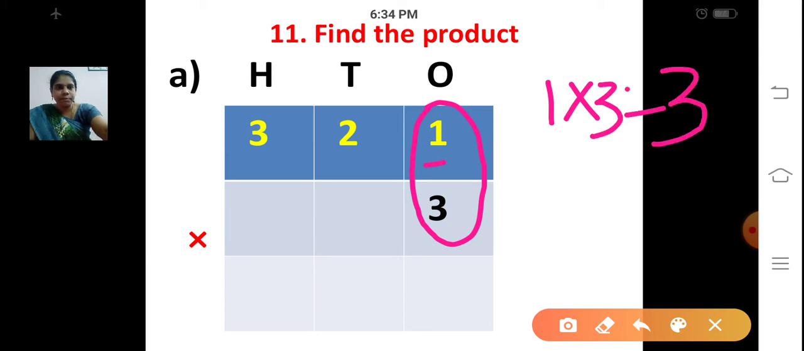Where will you write? Below the ones place. 1 threes are 3. That is the first step. So what is the second step?